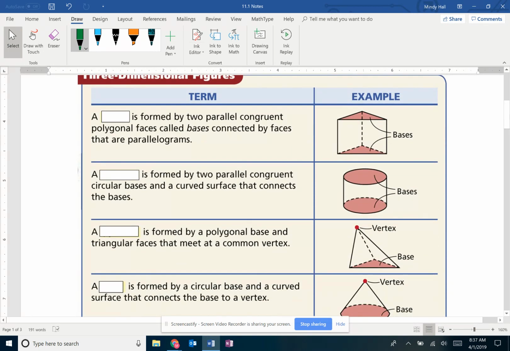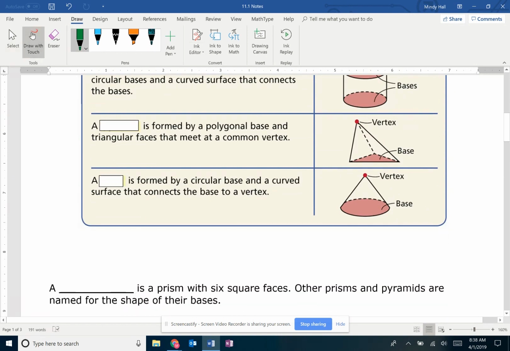And a lot of you probably already know these terms, and that's totally fine. So some of our three-dimensional figures, a prism is formed by two parallel congruent polygonal faces called bases. And so if you notice, in this picture, we have these two triangles that are congruent, so those are our bases. Now, the next one is a cylinder, and it is formed by two parallel congruent circular bases. So it's really close to just a regular prism, except when the bases are circular, it is a cylinder.